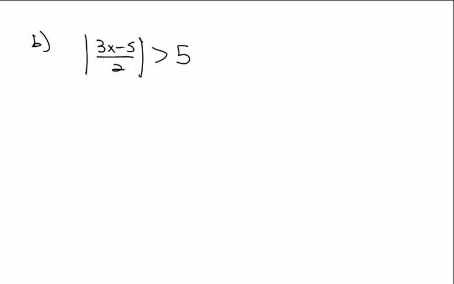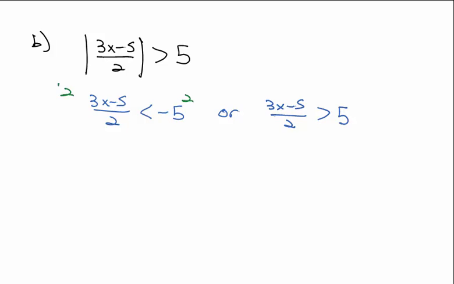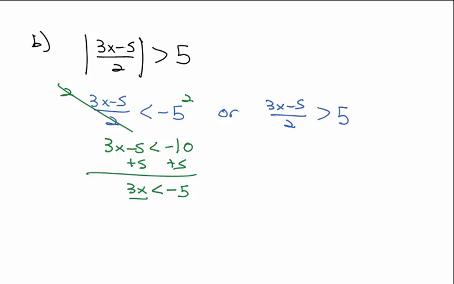Again, though, we'll notice because it's greater than, we'll say the 3x minus 5 over 2, switch the sign, switch the symbol, less than negative 5. Or the 3x minus 5 over 2 is, just like it's written, greater than 5. Clear the fraction by multiplying by 2. Gives us 3x minus 5 is less than negative 10. Add 5. 3x is less than negative 5. Divide by 3 to get x is less than negative 5/3.